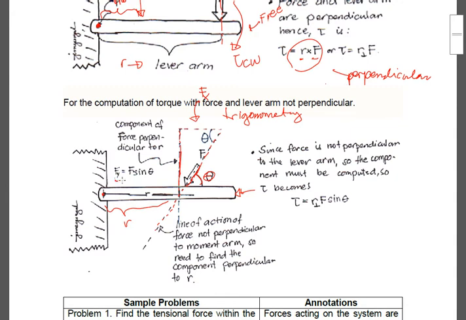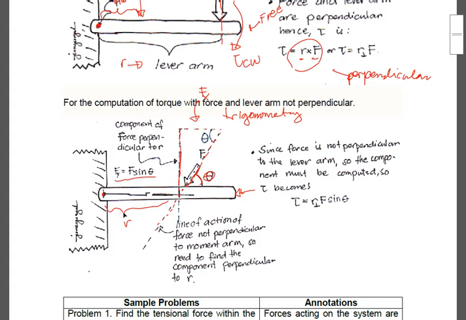So that is why you have this one here: torque is equal to R perpendicular F sine theta. Now, it's not only the force that you can decompose into its components so that you will be able to get the perpendicular force in the moment R. You can actually decompose the R also.